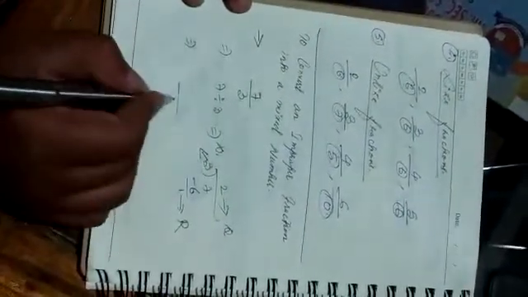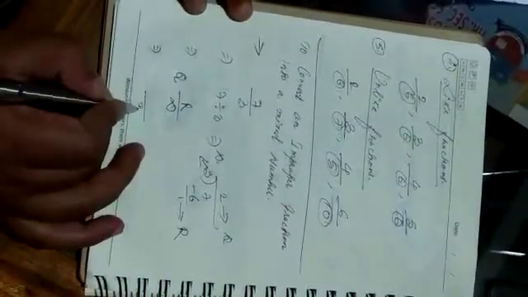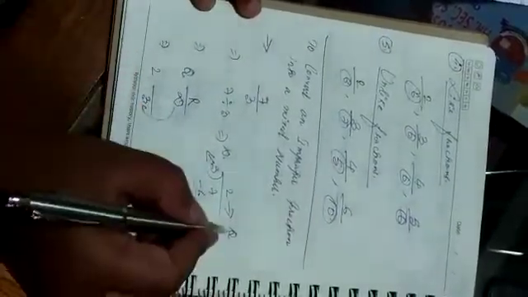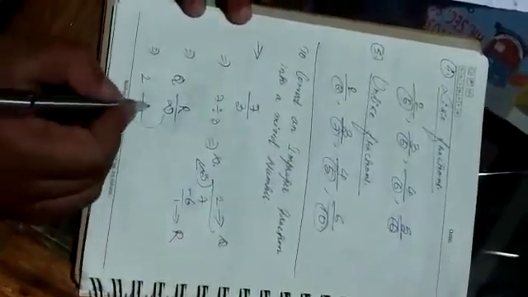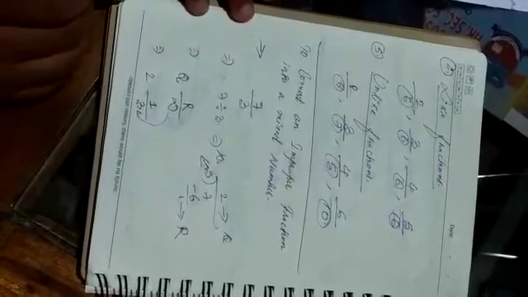Now how to make this into a mixed number: the divisor on the side, the quotient on the left, and on the top the remainder. Now we can easily write it, as 3 is your divisor, 2 is your quotient, and 1 will be your remainder. That means 2 and 1 by 3 is your mixed number.